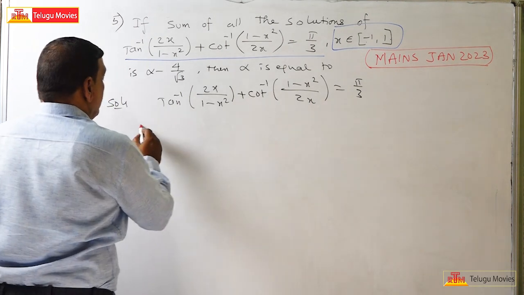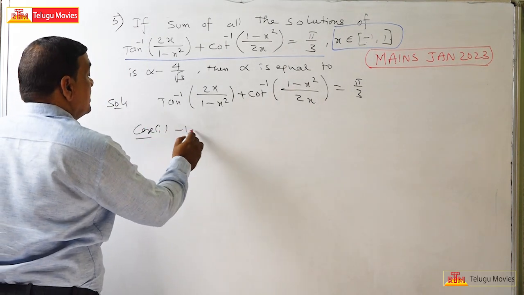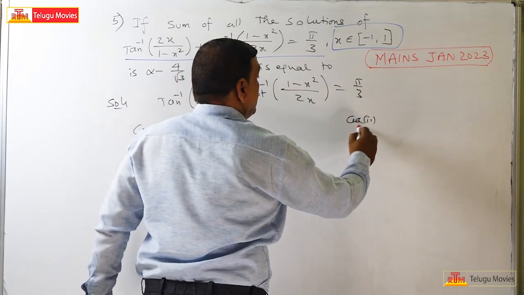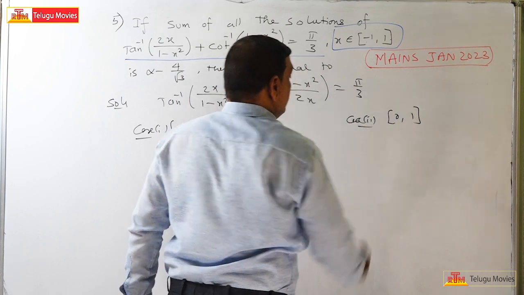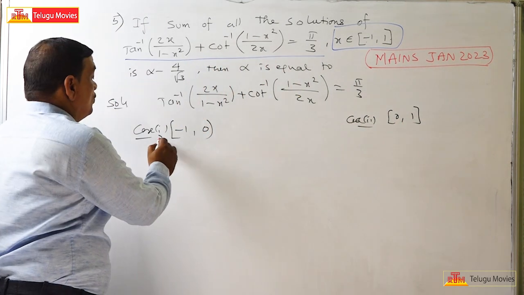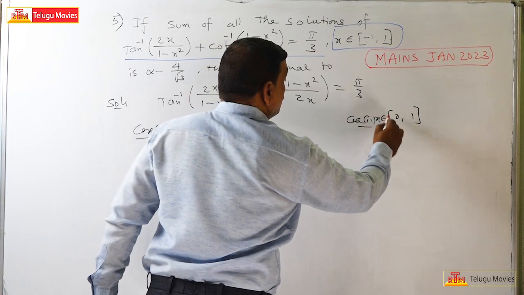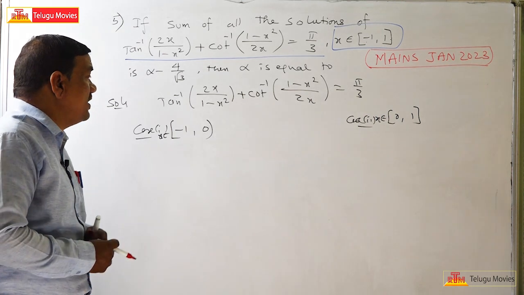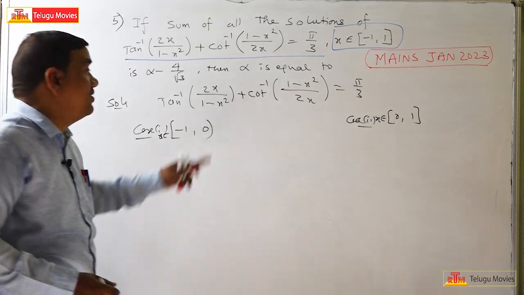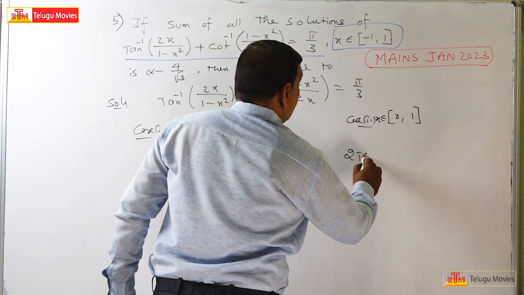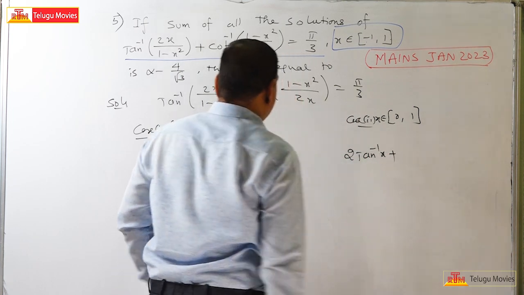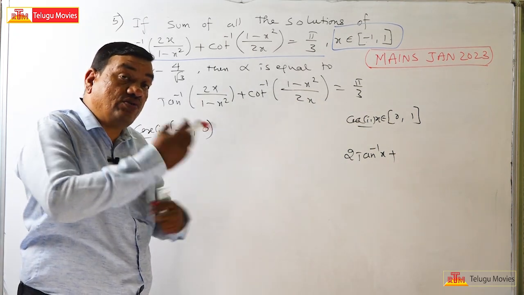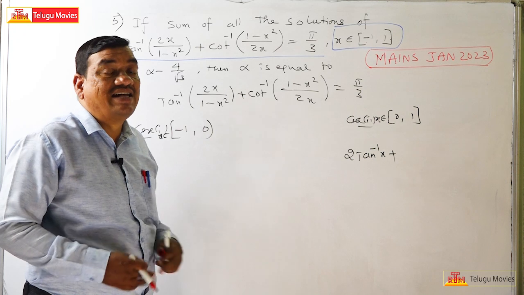So, here case 1 I will take minus 1 to 0 and case 2 I will take 0 to 1. When x belongs to 0 to 1, very clear, all formulas here. Tan inverse of 2x by 1 minus x square is equal to 2 tan inverse of x. So this is equal to 2 tan inverse of x plus, see here, cot inverse of 1 minus x square by 2x. So this is also reverse is there, no? 2 tan theta by 1 minus tan square theta.